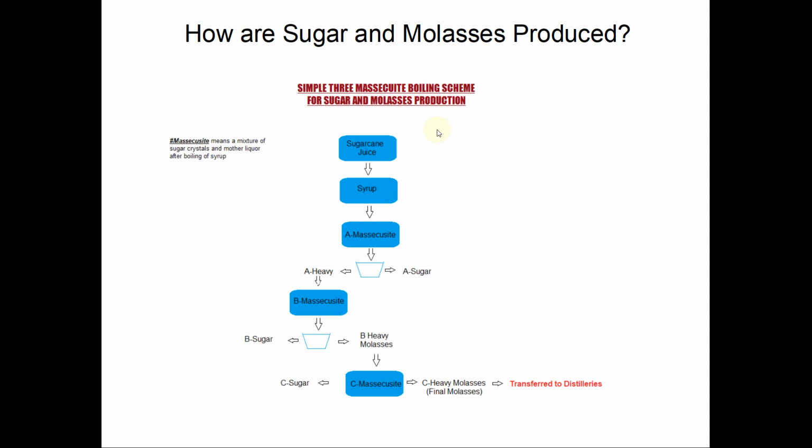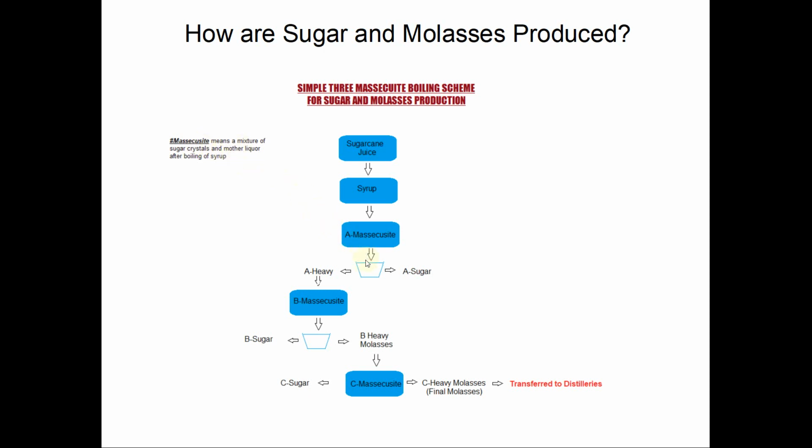Sugarcane is crushed and then juice is extracted from it. Then hot water is applied for maximum extraction and it becomes mixed juice. Later mixed juice will be clarified by sulfitation process by heating. In this process it becomes a syrup. Upon further processing, the syrup is sulfited to certain pH levels and is used in vacuum pan boiling to produce muscat. Muscat means a mixture of sugar crystals and mother liquor after boiling of syrup.